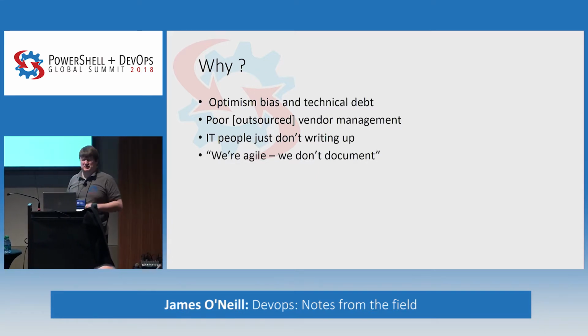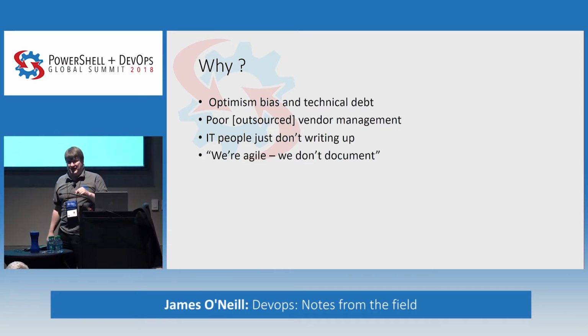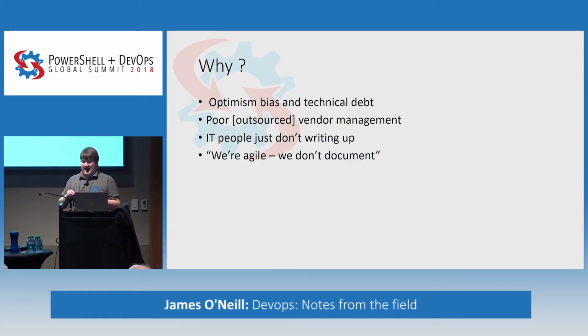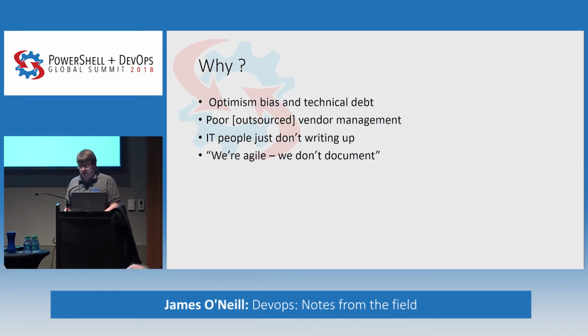Like I say, IT people just don't like doing the documentation. And there's a running joke in the place that I work, which is the last line up there: "We're agile, we don't do documentation." And yeah, it is a problem. So, to automation. Jeffrey talked a lot about automation.